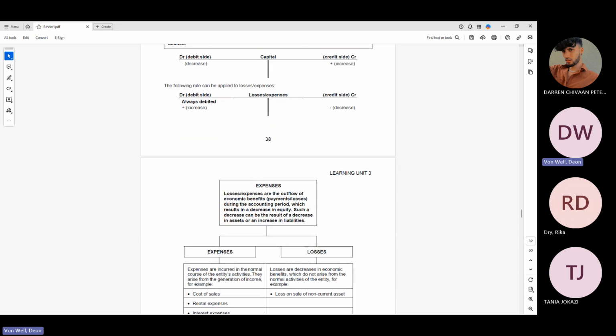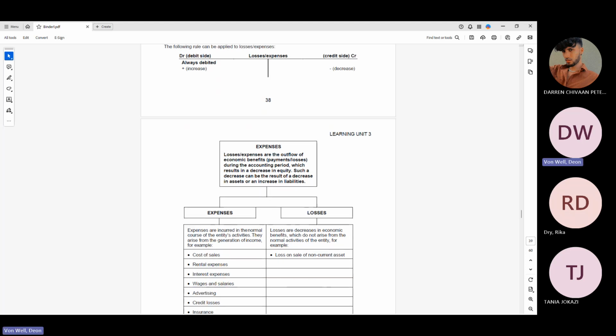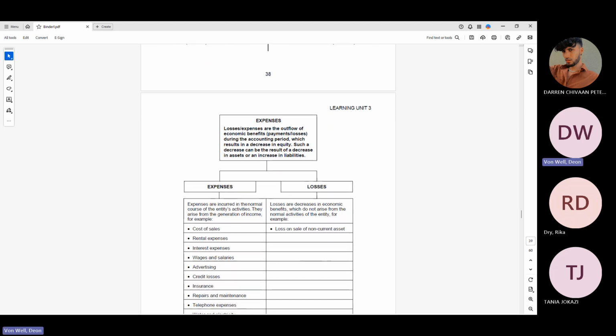Now here I have also again expenses. Okay, here's my definition. And then we have our expenses and our losses. Like I explained, the profit on the sale of the non-current asset, you can also have a loss on sale of non-current assets. So my loss will be when my cost of the asset is more than the sales price of the non-current asset, then I will make a loss.